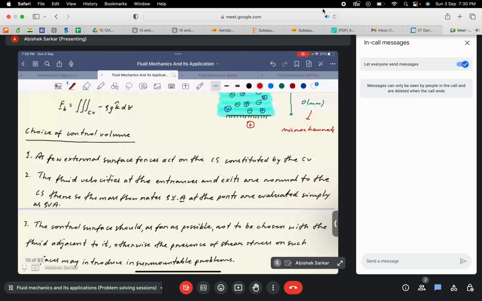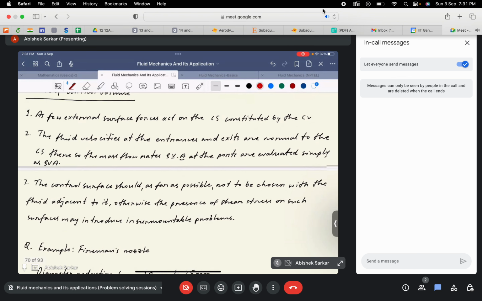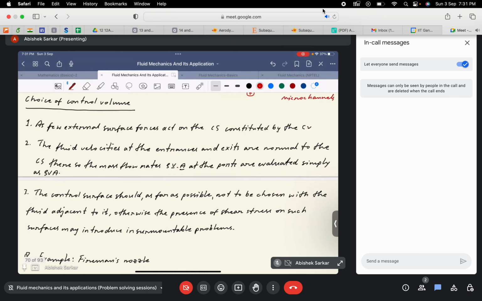Again, these are some of the considerations that need to be thought of before choosing a control volume. I will just read through it. A choice of a proper control volume comes through experience, like when again and again you apply the RTT for the control volume and then apply the mass conservation or momentum conservation. For mass conservation, it becomes quite simple. But for momentum conservation, it's a bit more complicated.